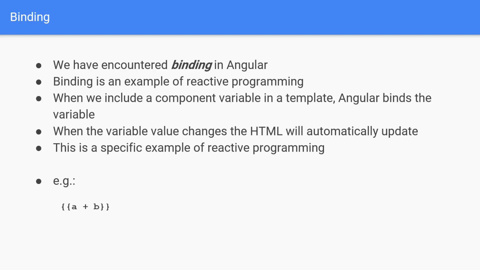We have encountered binding in Angular. Binding is an example of reactive programming. When we include a component variable in a template, Angular binds the variable. When the variable value changes, the HTML would automatically update. This is a specific example of reactive programming.